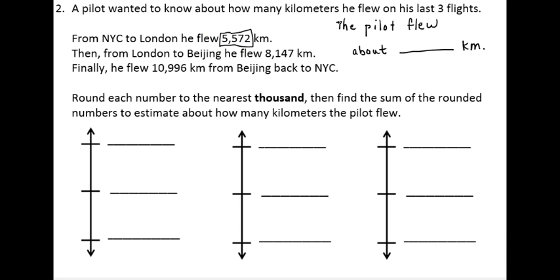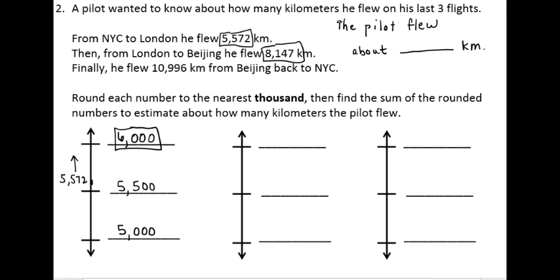I'm going to start with 5,572. If we're rounding to the nearest thousand, I'll look and see how many thousands I have to start with, and that would be 5,000. That would be my lower answer choice. If I go up 1,000 from there, that would be 6,000. The midpoint would be 5,500. And now we'll plot 5,572. Well, that's going to be just above the midpoint. Since it's above the midpoint, it would round up to 6,000. Next, let's round 8,147. Our lower answer choice would be 8,000. If I go up 1,000 from there, that would be 9,000. The midpoint would be 8,500. If I'm going to plot my number, 8,147, that would be below the midpoint, which means it would round down.